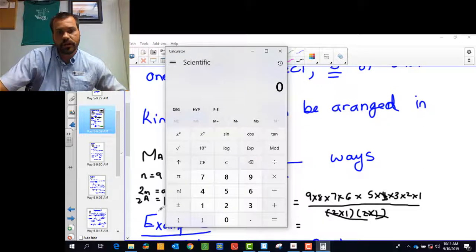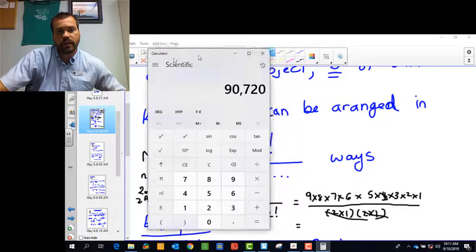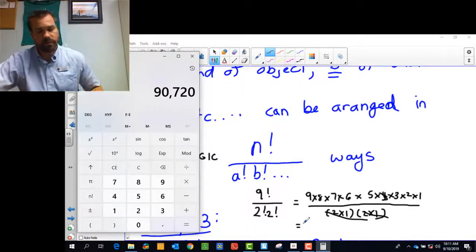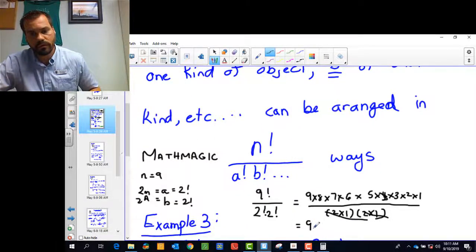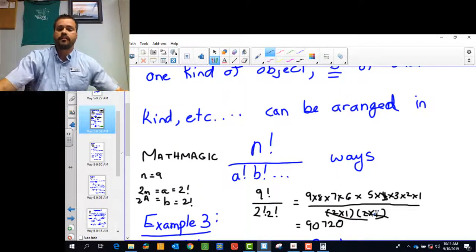Most calculators have a factorial button. I happen to have one here, so I'm going to take 9 and just hit factorial, and it's going to tell me all of them, and then I'm going to divide it by 4. And it's going to be 90,720, so I'm going to write that down here. Okay. So there's lots of different ways to do that.